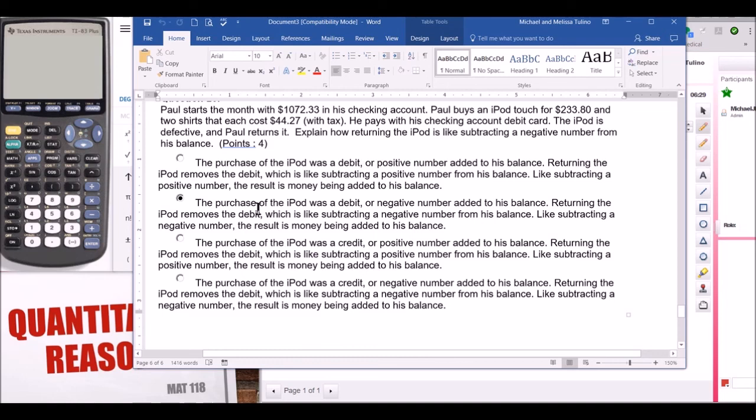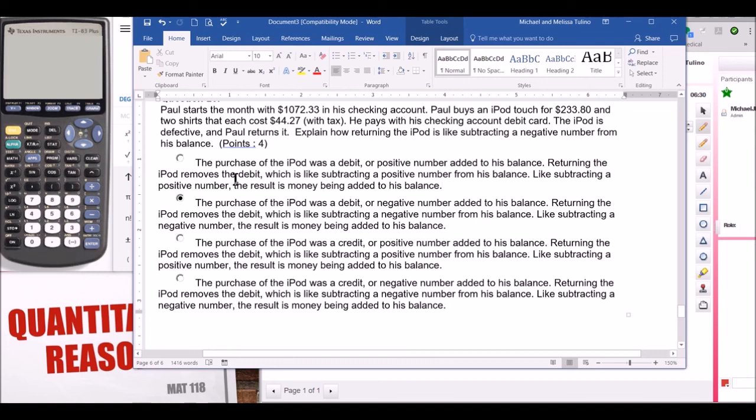Next, the purchase of an iPod was a debit, or a negative added to his balance. That's like writing a check. That makes sense. Would it make any sense for a positive number to be added to his balance? If it's debited out, that doesn't make any sense. So right away, the first one is gone as well. But let's just keep reading.